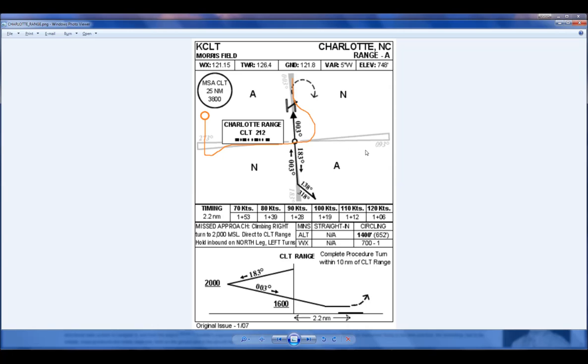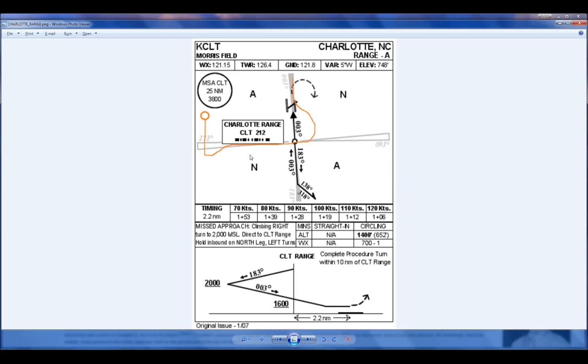We will then turn to a heading of 093 degrees, and we will continue on that heading and make any corrections that are necessary to keep us on course. How do we know what corrections? Well, if that distorted N starts to become a clear N, we know we're drifting a little bit too far to the south, and we will correct back to the left or the north.